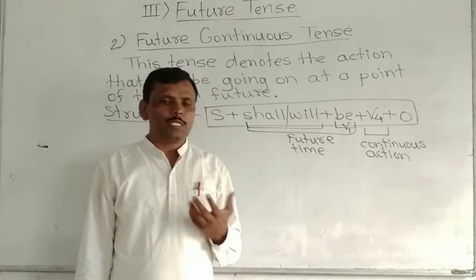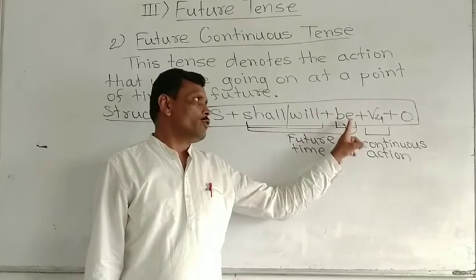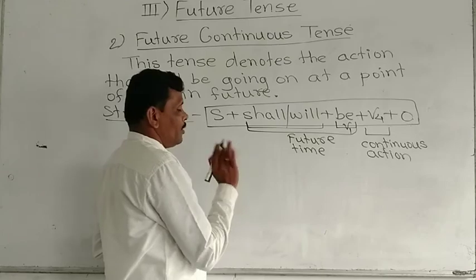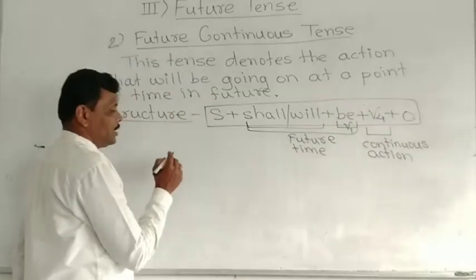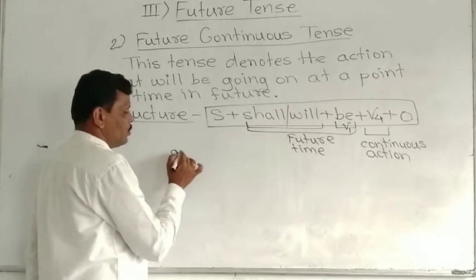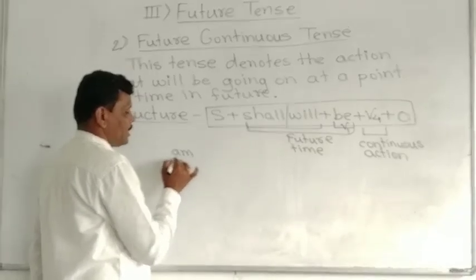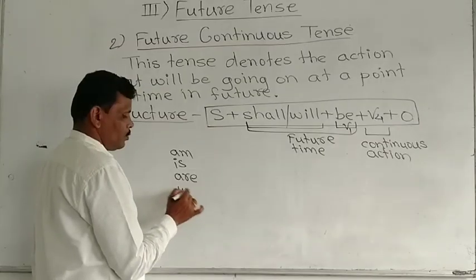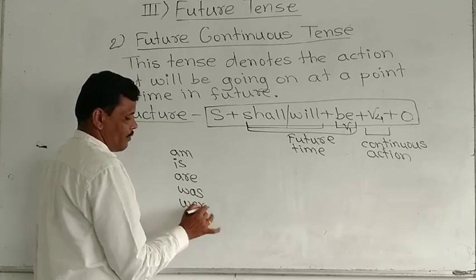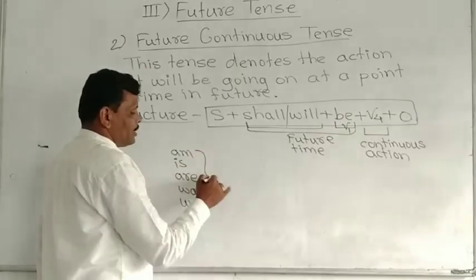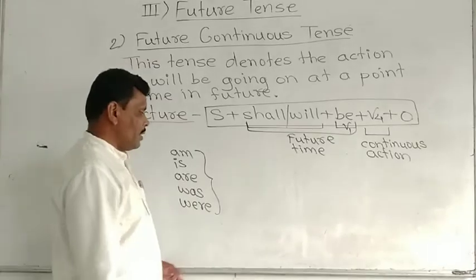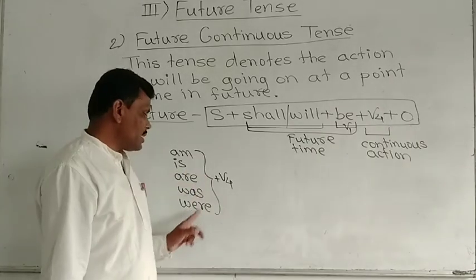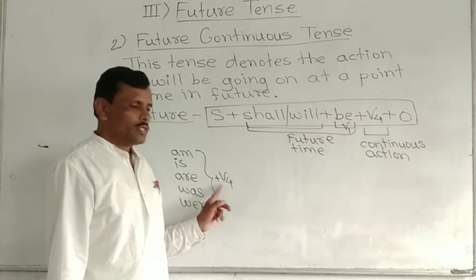There are so many base forms of verb, but we have to use be because the rule is that before V4 we have to use the form of be. You know that in present continuous tense we use am, is, are. Okay. In past continuous tense we use was, were. After these auxiliary verbs we have to use V4.